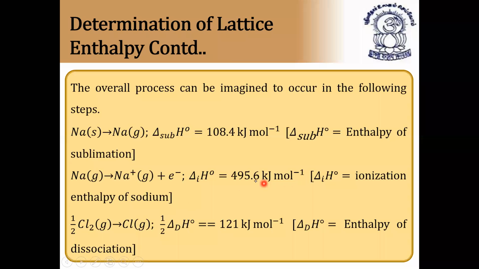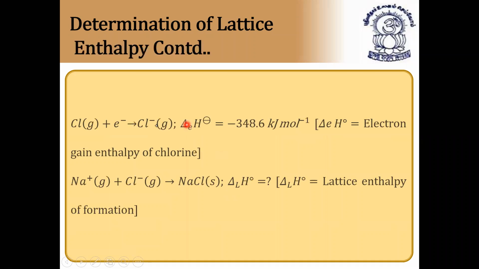So first step, second step, third step. Then what happens? The electron gain enthalpy. This neutral chlorine gaseous atom gains the electron which is coming from sodium and forms a chlorine gaseous ion. This is called electron gain enthalpy of chlorine. It is an exothermic process, equal to minus 348.6 kilojoules per mole. And finally, the sodium gaseous ion combines with the chlorine gaseous ion to form solid NaCl. That is called lattice enthalpy of formation.